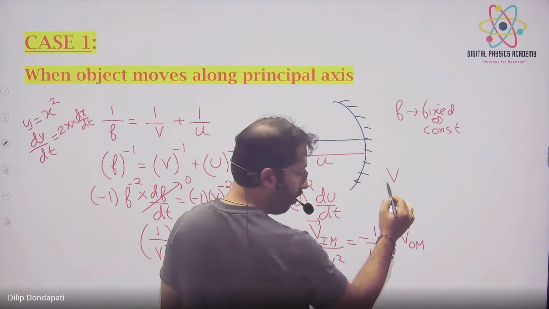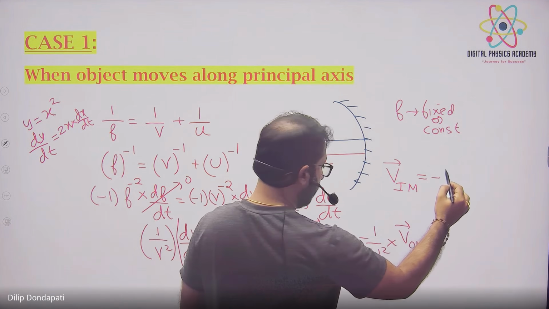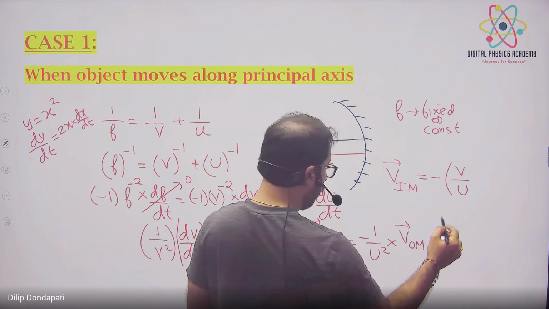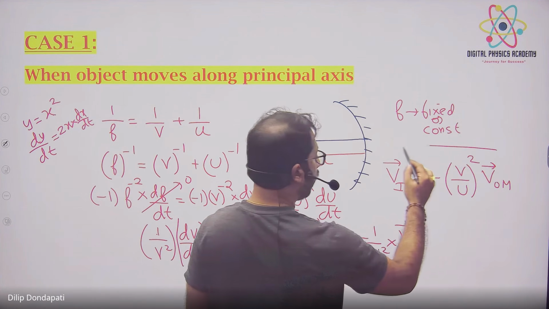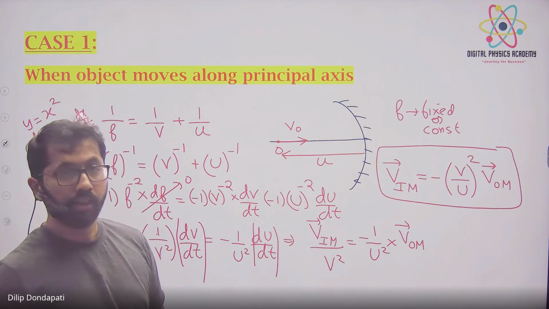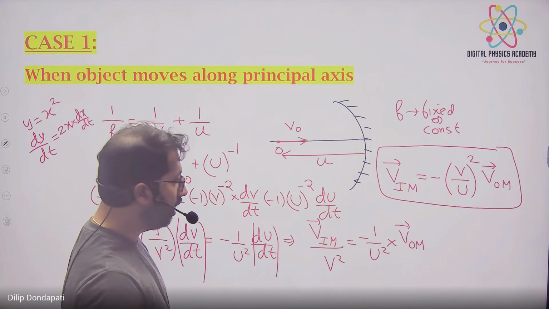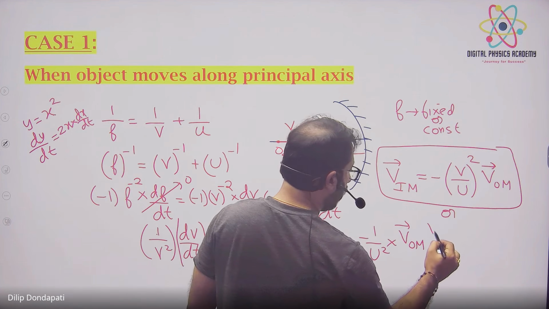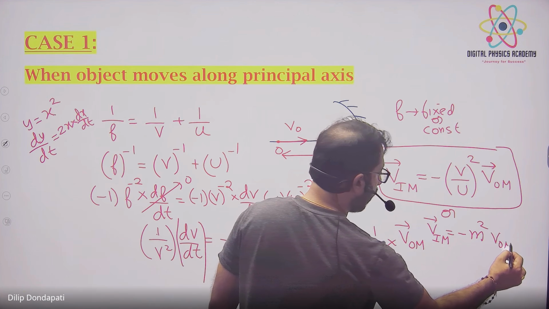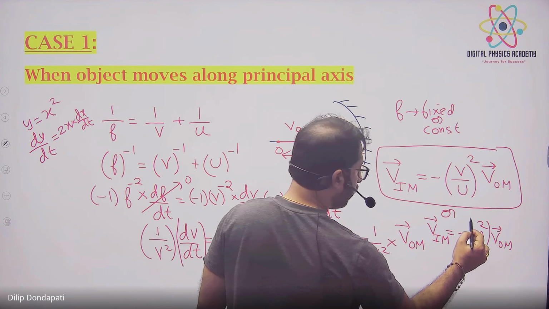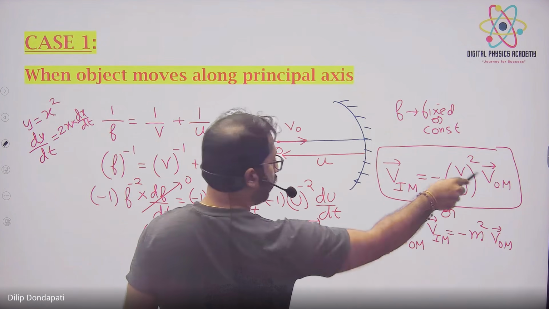Therefore the velocity of image with respect to mirror is equal to minus (v by u) whole square times the velocity of object with respect to mirror. This is the formula. Now, v by u is nothing but magnification. So I can also write velocity of image with respect to mirror as minus m square times the velocity of object with respect to mirror. This is also a formula, but remember this one.